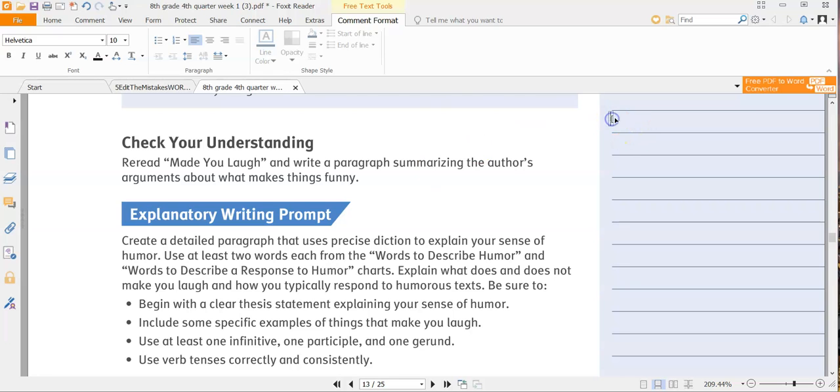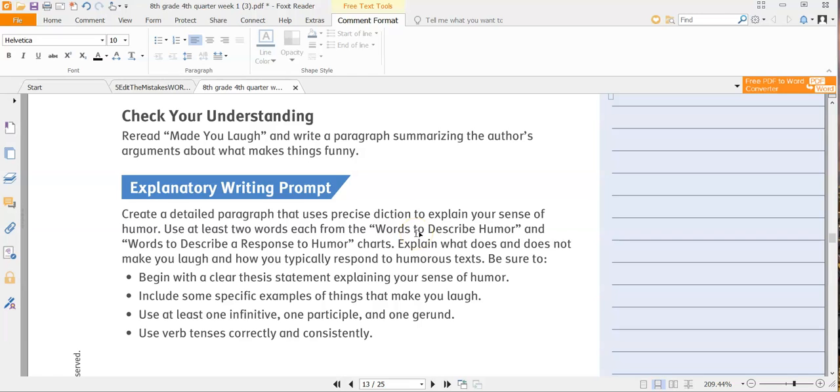You could do that here in the notes section. And then last but not least, you're to create a detailed paragraph that uses precise diction, that means word choice, to explain your sense of humor. Use at least 2 words each from the words to describe humor and words to describe a response to humor charts. Explain what does and does not make you laugh and how you typically respond to humorous texts. Be sure to begin with a clear thesis statement explaining your sense of humor. That's like a topic sentence basically, except with details.